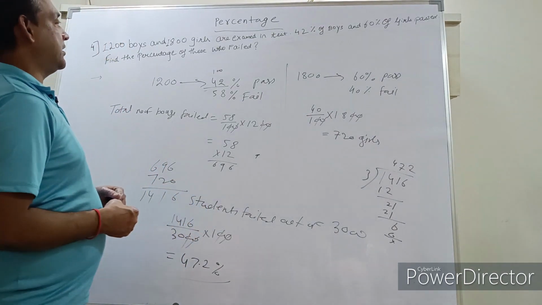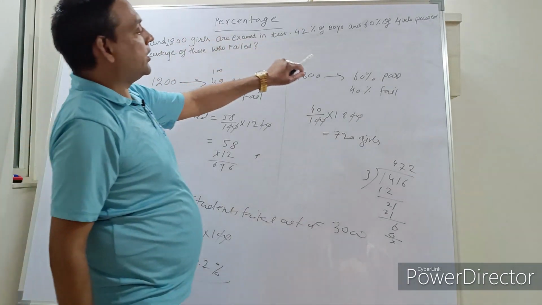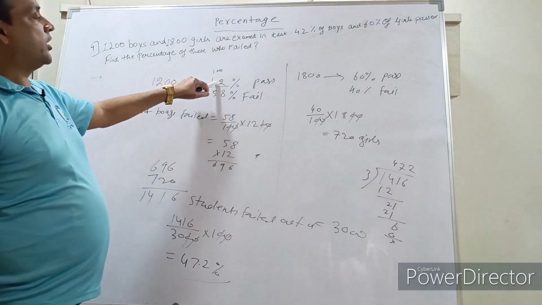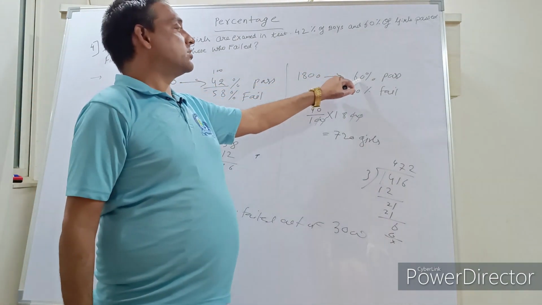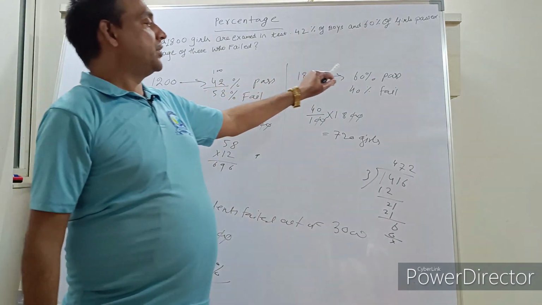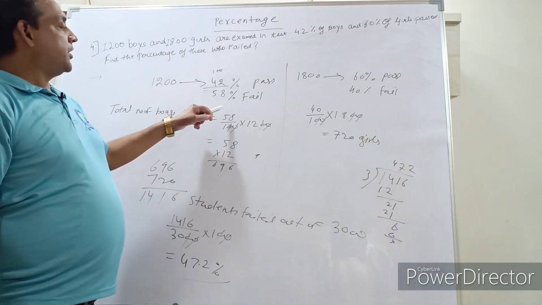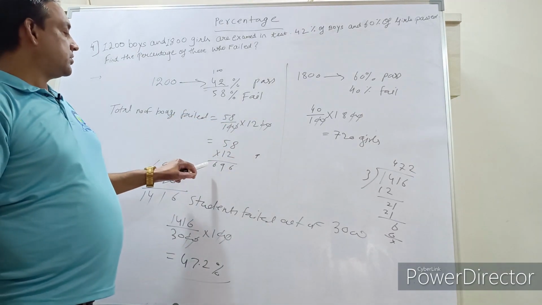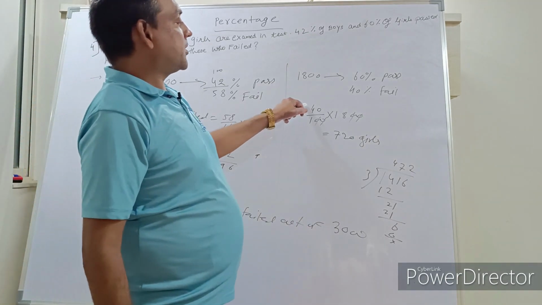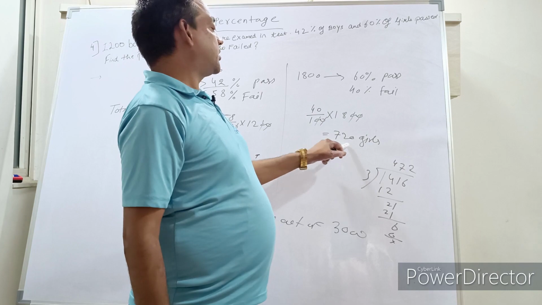So what if we start the sum? See, how many boys are there? 1200. How many girls are there? 1800. How many boys pass? 42%. How many girls? 60%. So how many boys fail? 58%. How many girls fail? 40%. So total number of boys failed is 58 upon 100 into 1200, which is 696, and 40% girls fail, so 40 upon 100 into 1800, which is 720 girls.